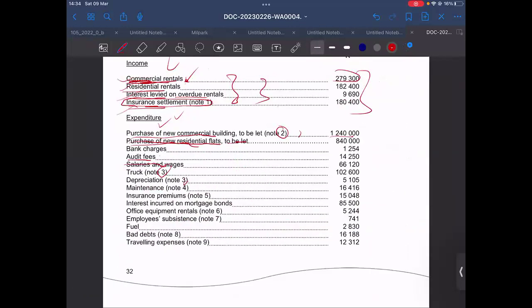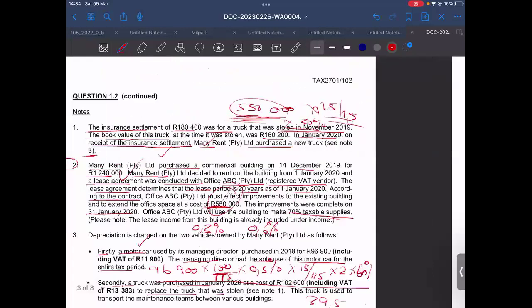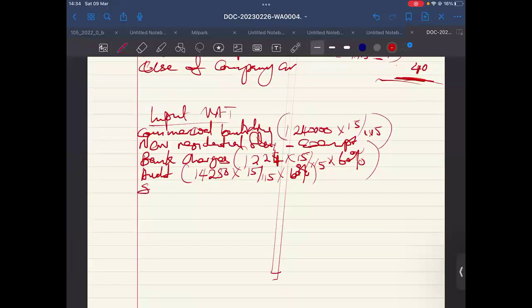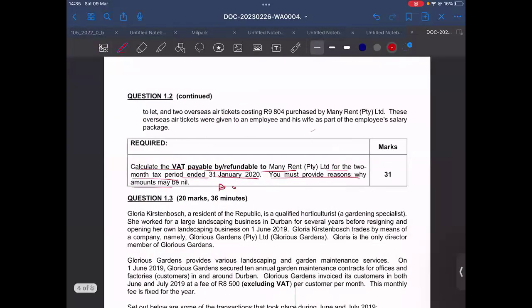Then the salaries and wages. Can someone give us the story on salaries and wages? Not an enterprise. So there's no VAT. You put a dash there. The other ones, you do the calculations. This one is the easiest one. If you are given salaries and wages, you say not an enterprise. Right, then we move on to the next one.